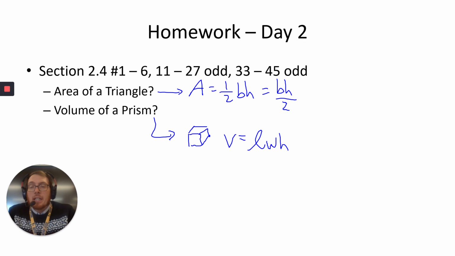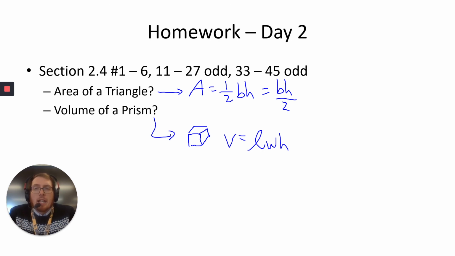Your homework today, section 2.4, first 6 questions. The rest, 11 through 27 and 33 through 55, you can just do the odd questions. Remember that your homework is a good indication of assessment pieces and things you need to understand along with our lesson. So those pieces of the lesson are important to make sure that you know, and then the pieces from the homework are good to know.